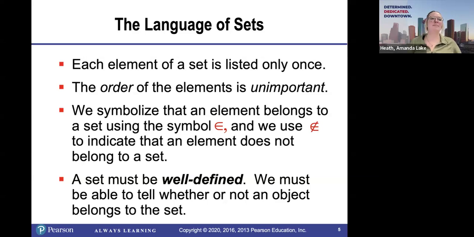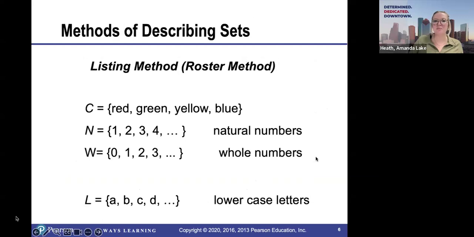So something like the set of basketball players who are tall would not be well defined because tall is subjective. We don't have a clear definition of what tall means, but we could have the set of all basketball players above 6'5", and that would be a well-defined set because we could actually find their height and decide if they were classified to that set or not.